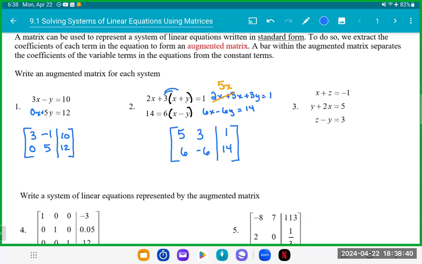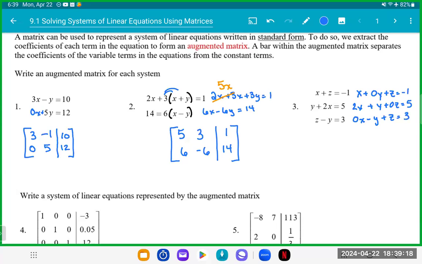Okay. For this next equation, let's just go ahead and rewrite it, filling in any of the missing variables with a 0. So we have x plus 0y plus z is equal to -1. Here we have 2x plus y plus 0z is equal to 5. And here we have 0x minus y plus z equals 3.